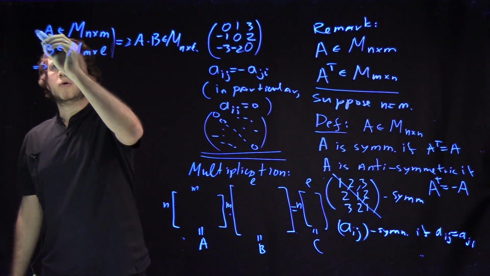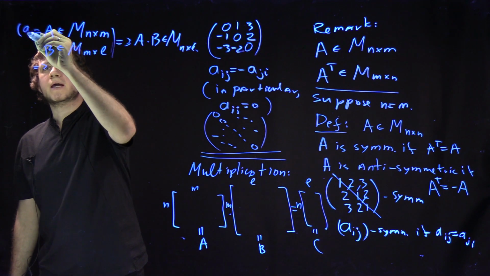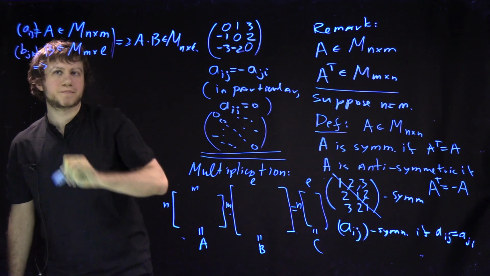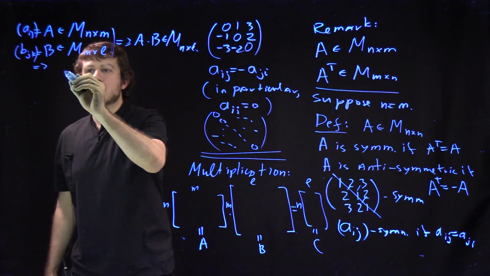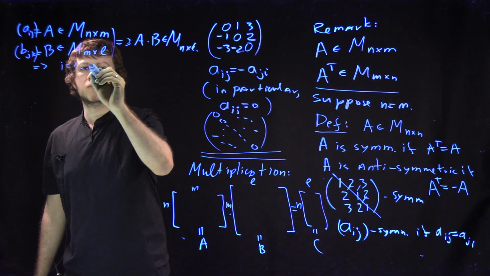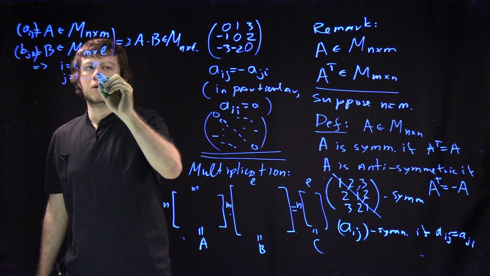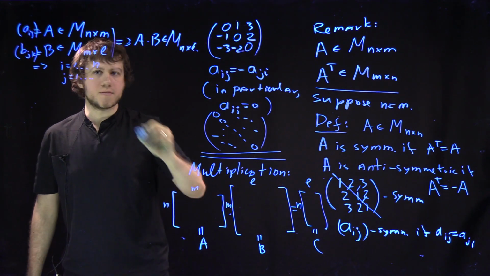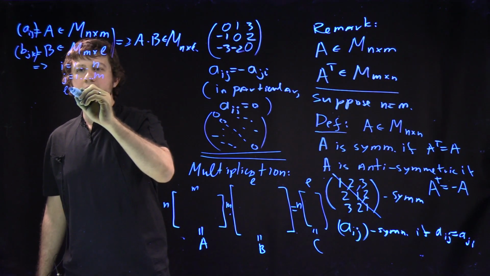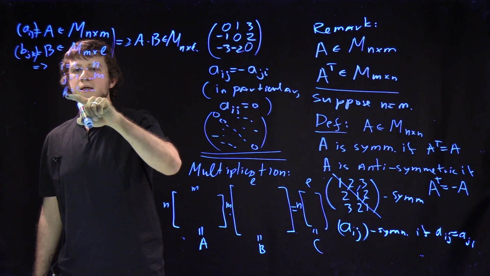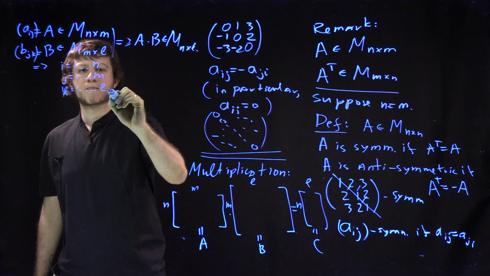So let's suppose this one is A_ij, and this one is B_jk, and then we know that i is from 1 to n, j is from 1 to m, and l is from 1 to L, and k is from 1 to L.